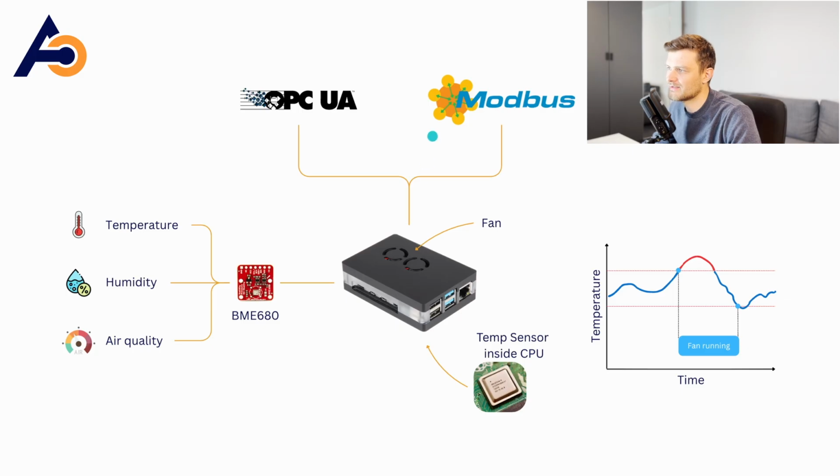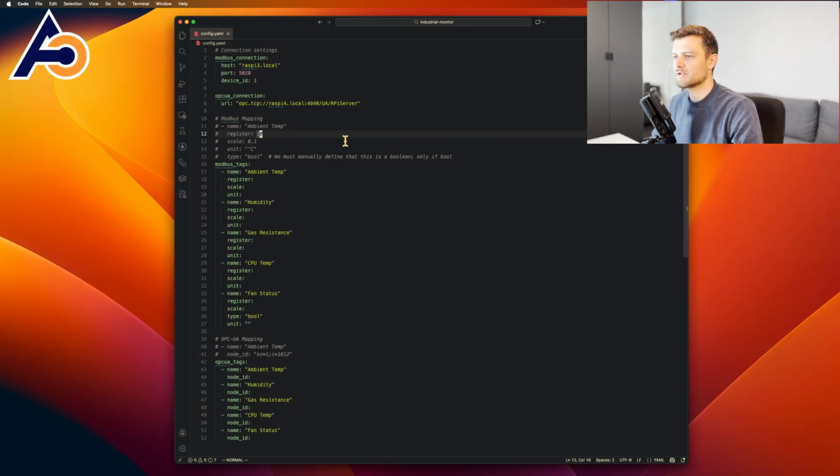Let's have a look at the Modbus integration, which we will start with. How do we actually integrate the Raspberry Pi running the Modbus interface? There are two parts to this. The connection, which is already set up: we just have the address of the Raspberry Pi, the port and the ID, and we now need to find out which tags are giving us the temperature, the ambient temperature, the humidity, the gas resistance, the CPU temperature, and the fan status. For this, we need to start with the manual.